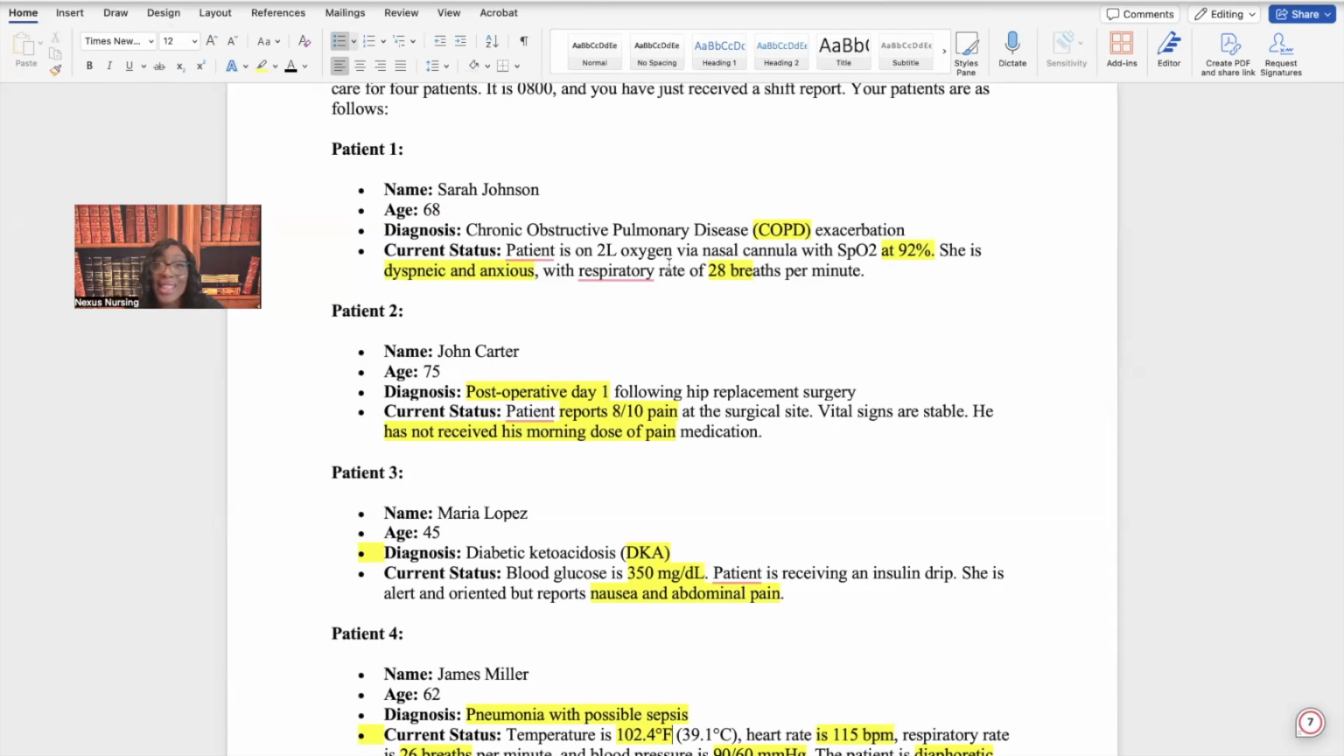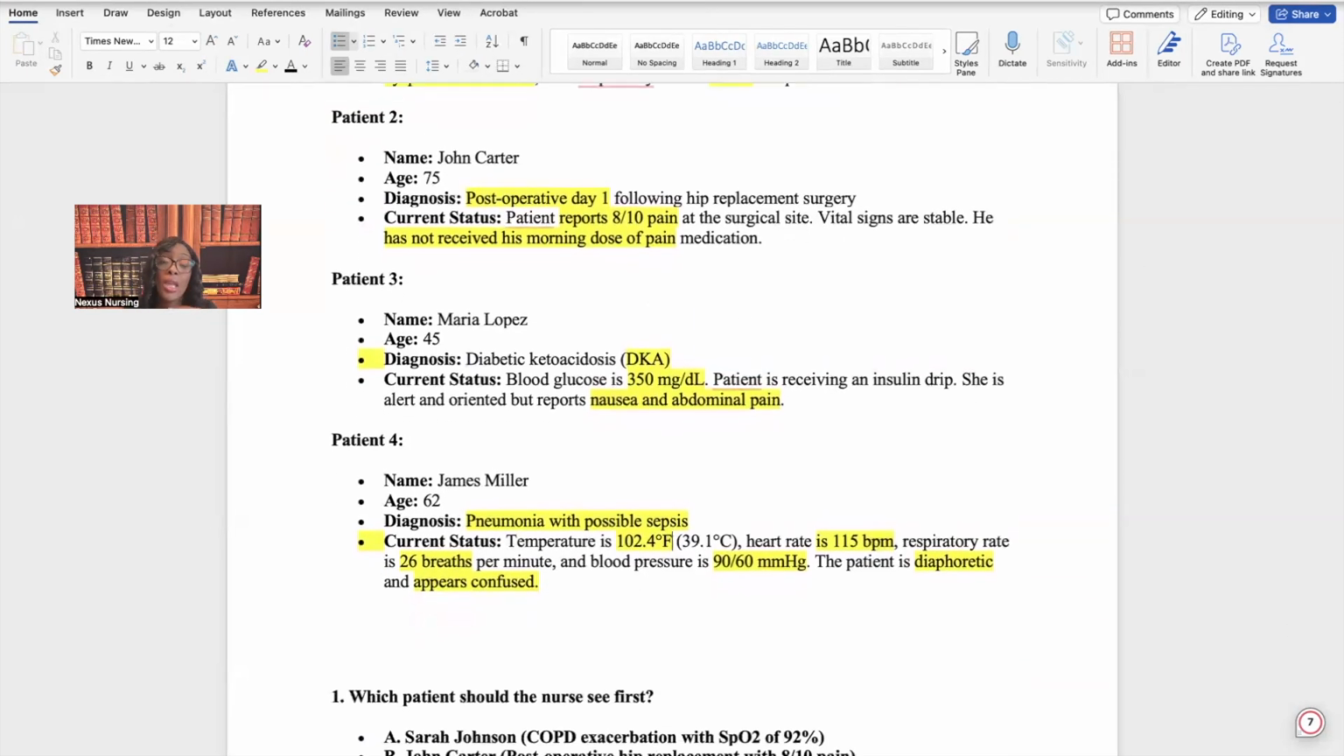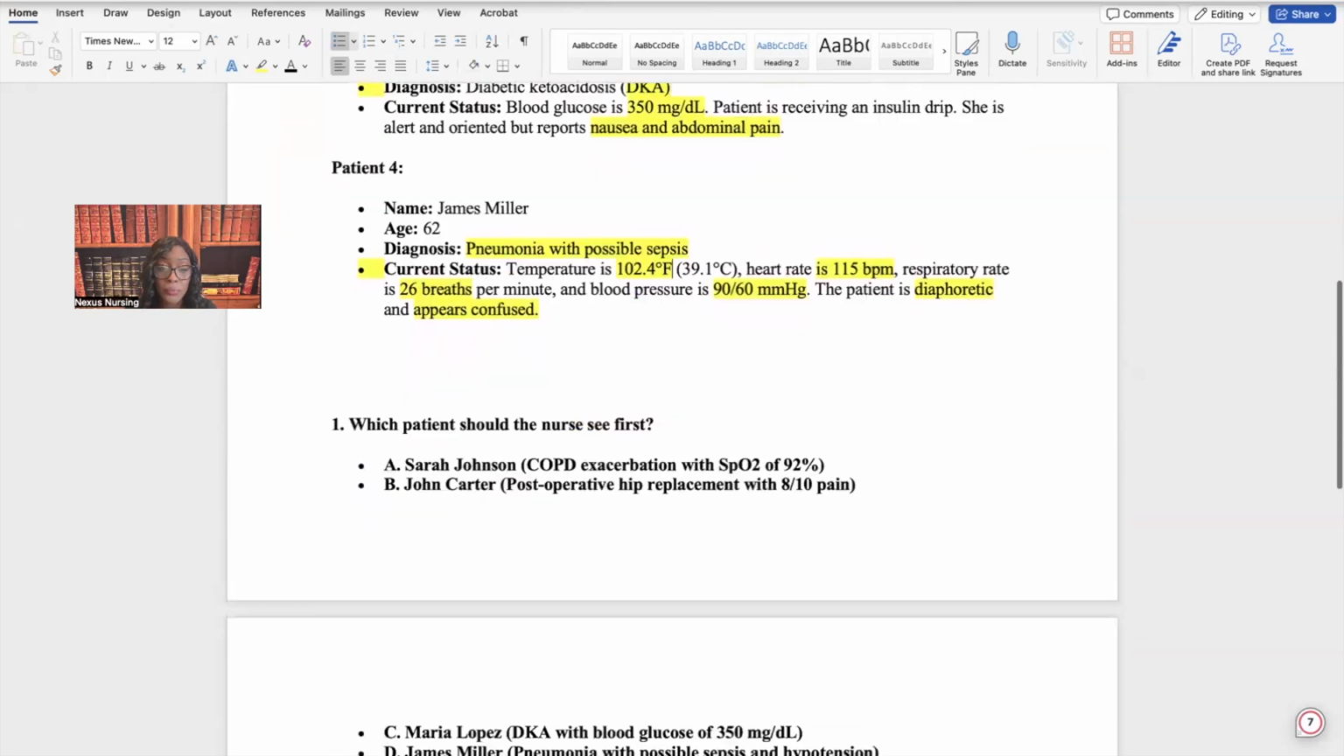So it's not like we're not going to check them. I'm just saying that that's not the first patient that we're going to check. Okay? Somebody is worse off than them, and it's our patient that has pneumonia and now going through sepsis. This patient is more likely to die before that COPD-er.